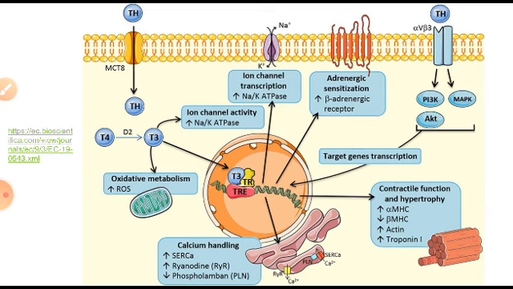For example, ion channel transcription may rise, adrenergic sensitization will be there. It also increases the ryanodine, SERCA and phospholamban proteins. It also affects contractile functions and hypertrophy by alpha MHC, beta MHC, actin and troponin. So it actually works all around this way, and because of the changing contractile function, it changes the CVS physiology.